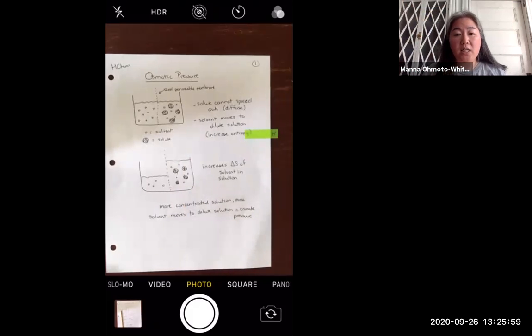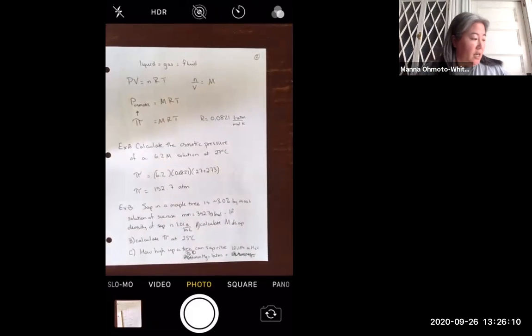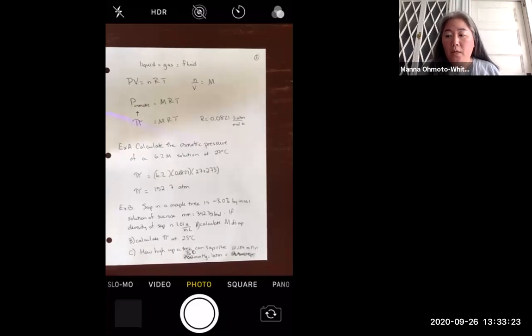It's also a way to explain the movement of sap in trees as it goes from the roots all the way up to the leaves. So how do I calculate this? A liquid and a gas are both considered fluids, and so they behave in the same manner. And so I can actually use the same equations for gases, like the ideal gas law, with liquids.